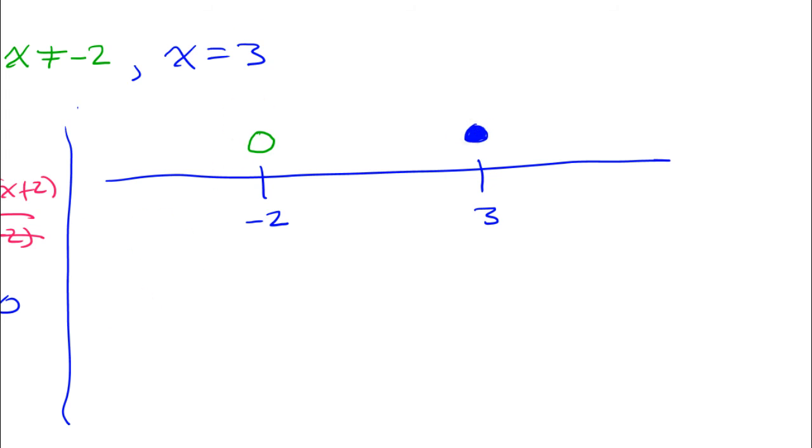All right, now is when we do test values. Over here to the left of -2, we have -3, for example, or you could use -4 or -5. In between -2 and +3, you could use -1 or 0 or 1 or 2. I'm just going to use 0. Over here to the right of 3, I'm going to use 4, or you could use 5 or 6 or whatever. So these would be good test values.